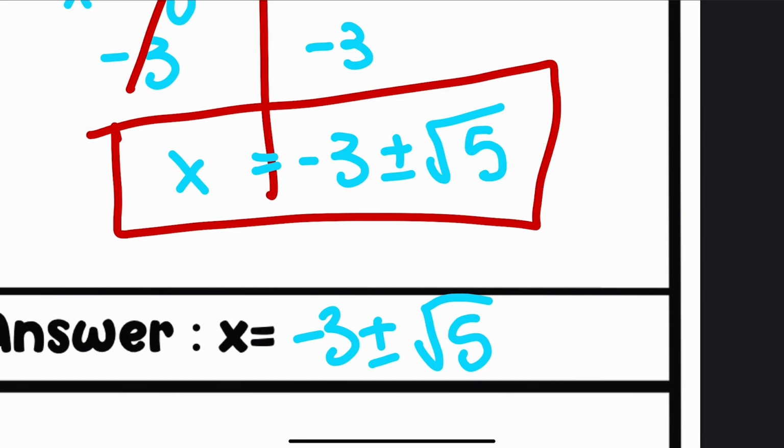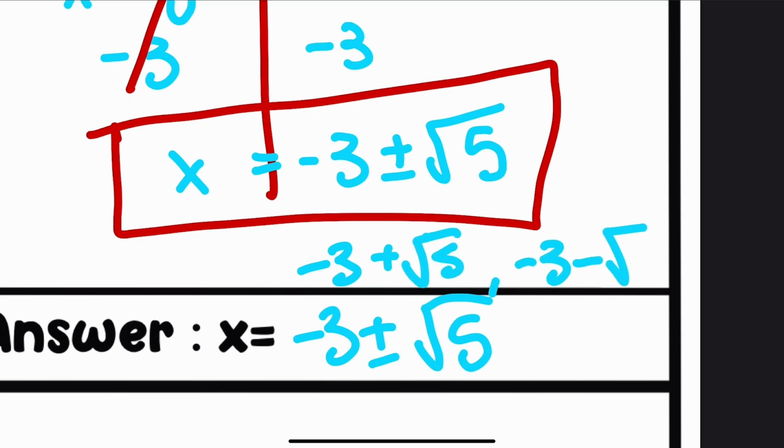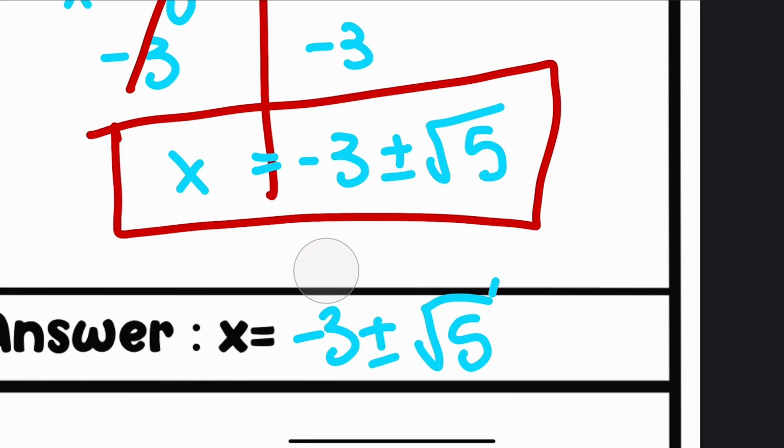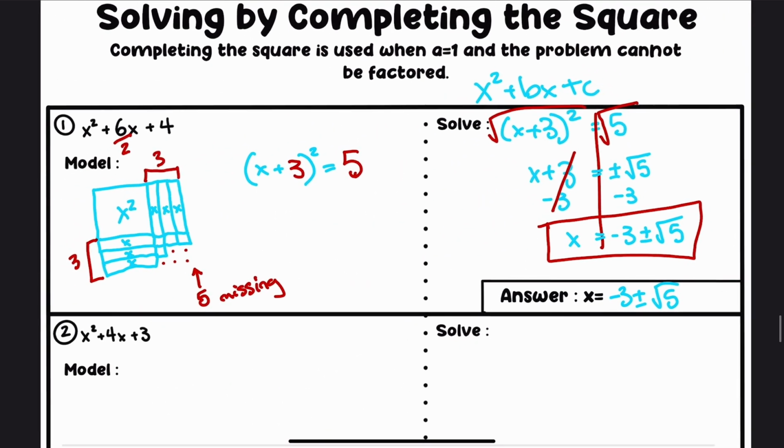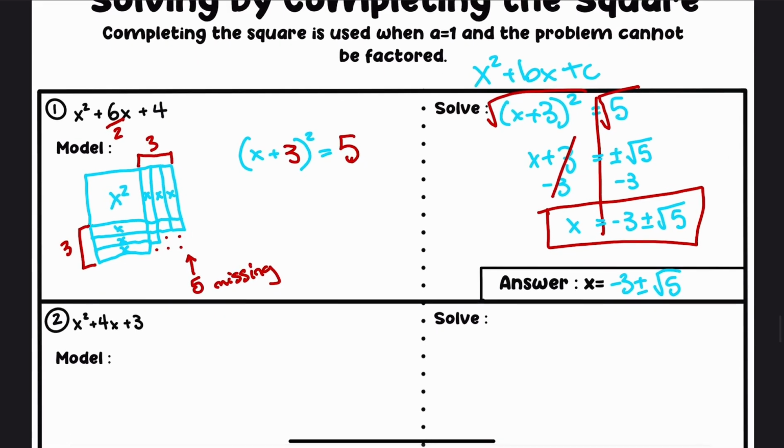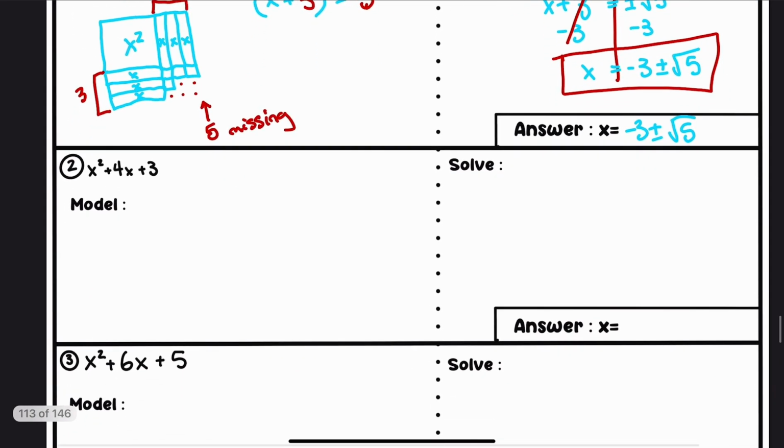You could break this up into two pieces and say negative 3 plus the square root of 5 and negative 3 minus the square root of 5. But since we can't really solve that part, I'm really just going to leave it like this. But that is an option that you can do and it would still be correct. But that's what we have for completing the square. So let's do another one. Let's do the next one.